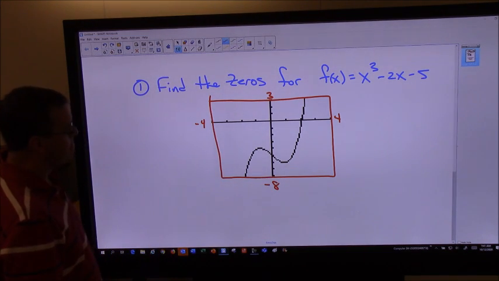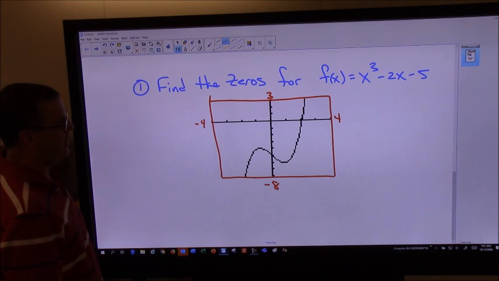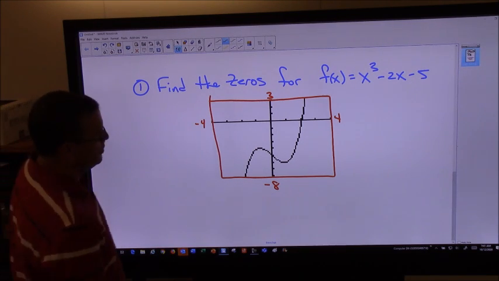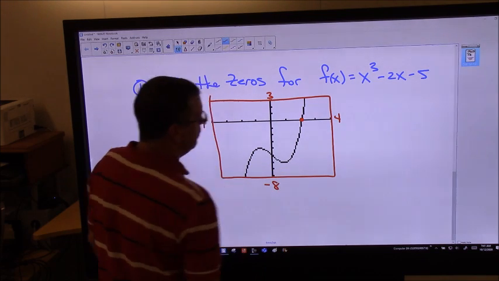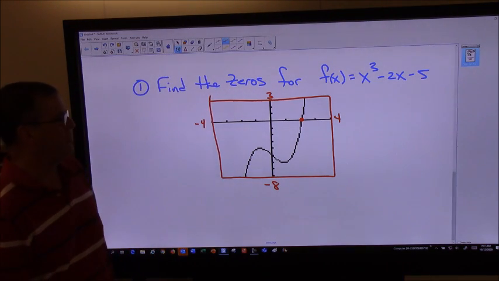Okay? And now I need to find the zeros. Well, there's really only one zero right here. Now, if you look at that, you go, oh, this one's easy. It's at 2, 0.